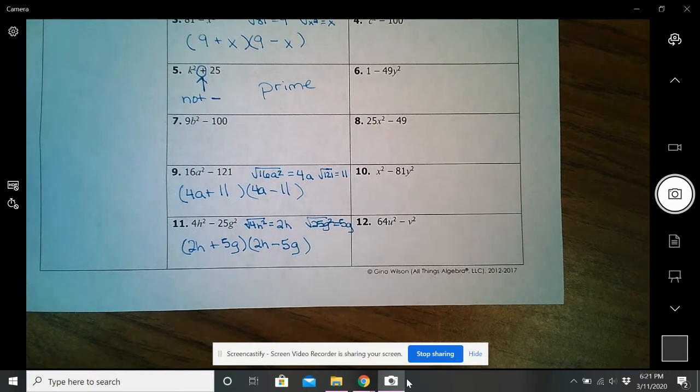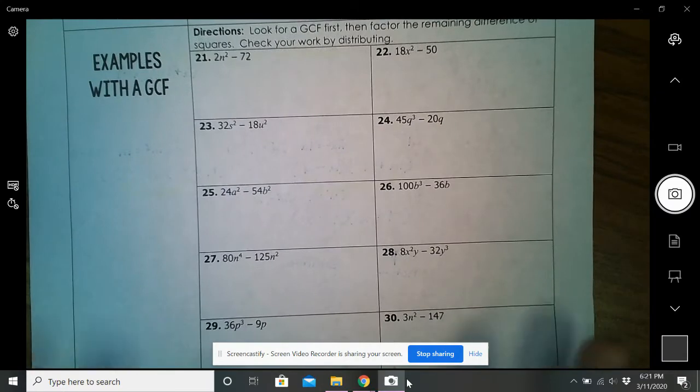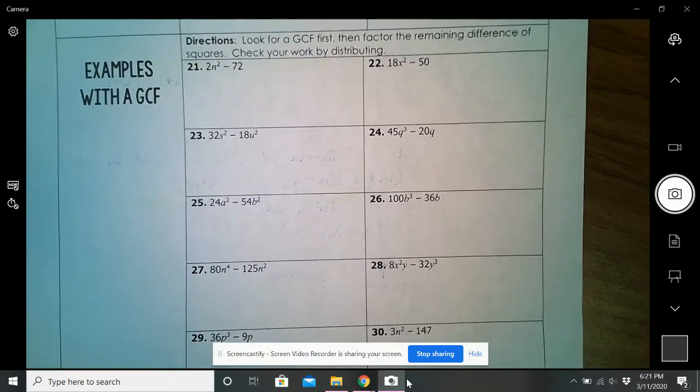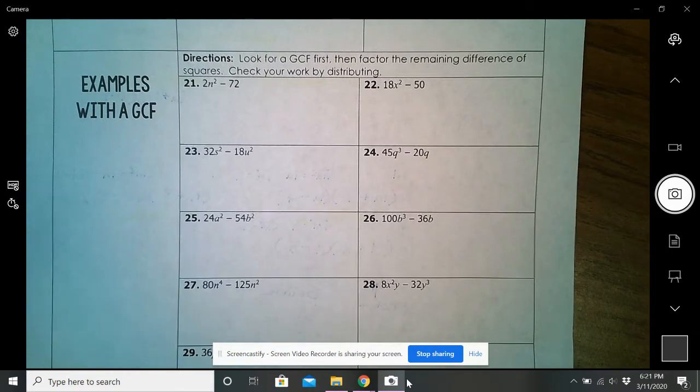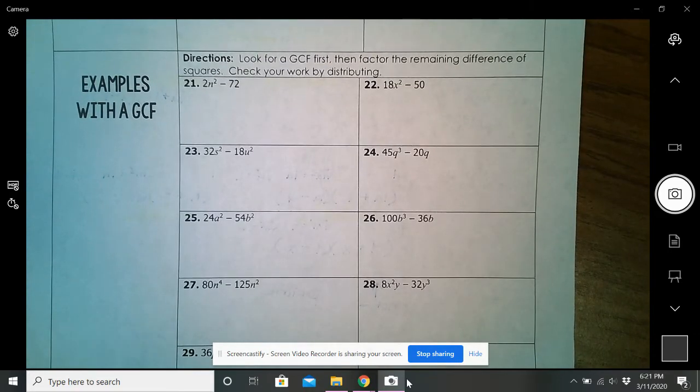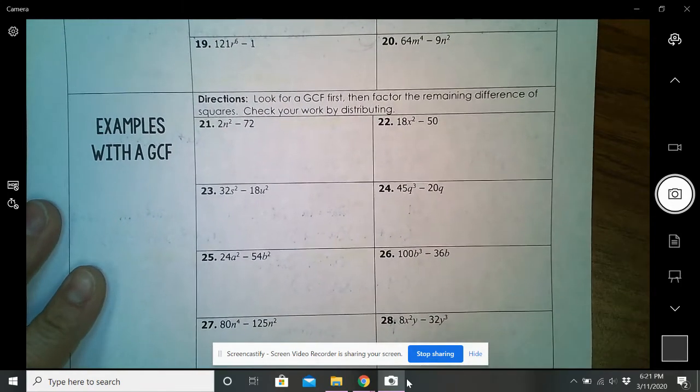Okay, if you are getting the hang of this at any time, stop the video and go practice. I do want to show you something special back here. Look at the back. We may have examples that have a GCF built in. So it kind of looks like these might not be difference of squares problems, but if you take the GCF out first, you'll find that they are difference of squares problems. So here's what I mean.